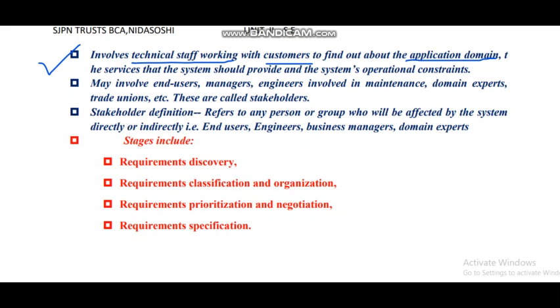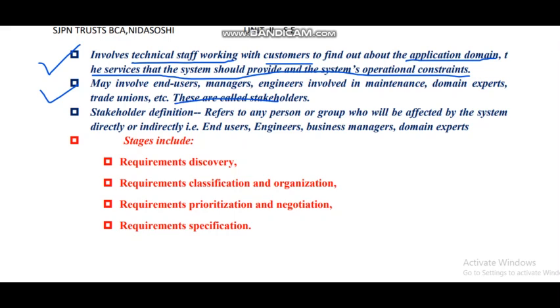So here in the requirement elicitation process, our working team may interact with the customer often to collect the information about the application. Not only the information, they also try to collect the services that they need to provide. The services may be nothing but all the operational constraints of the software. That is related to the hardware and the software requirement of the new software, right? Secondly, it may also involve users, managers, engineers, and those who are involved in maintenance.